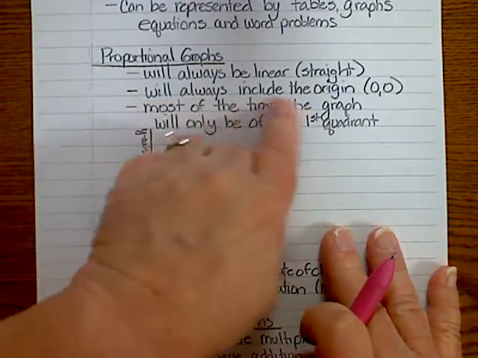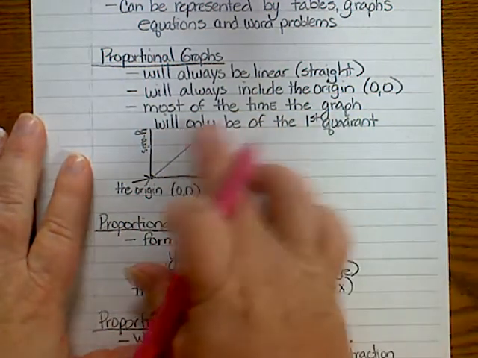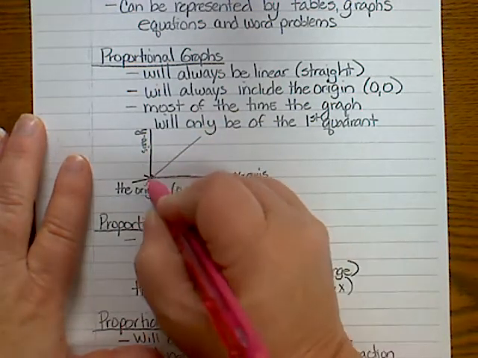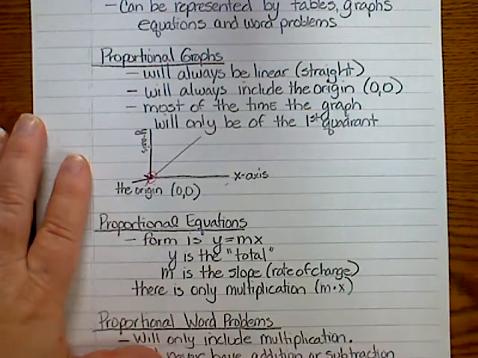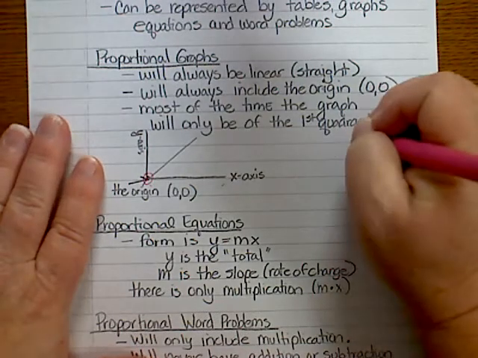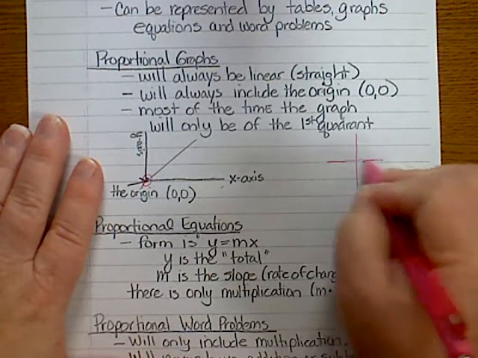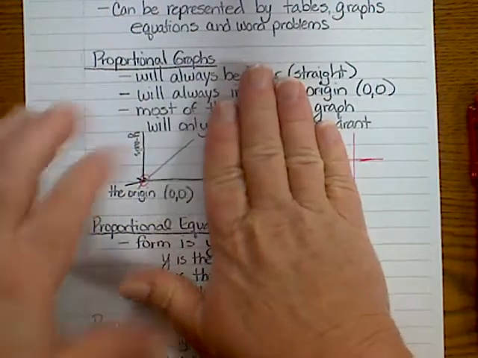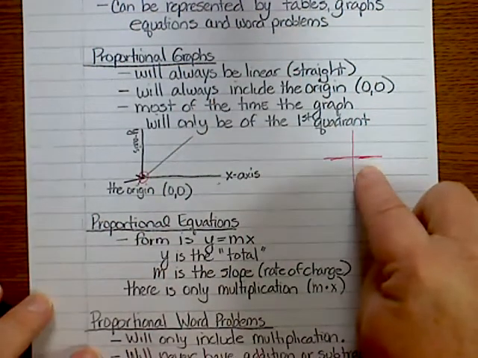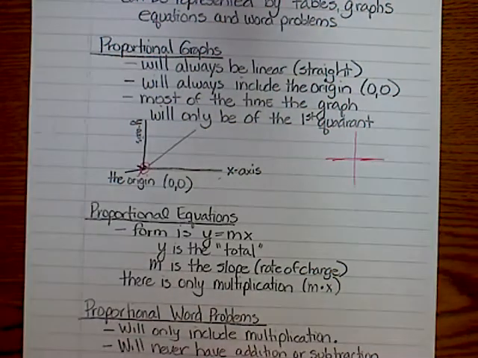Proportional graphs will always include the origin. For the most part, most of the time the graph will only be in the first quadrant. In other words, this is a first quadrant graph. Your origin is right here, and that line will be included to be a proportional graph, okay? All they've done is taken a 4-quadrant graph. Here's your 4 quadrants. And they've cut off the other 3 quadrants and left you with the first quadrant. Okay? So, here's your quadrants, your y-axis, your x-axis. The origin is right there at 0, 0.